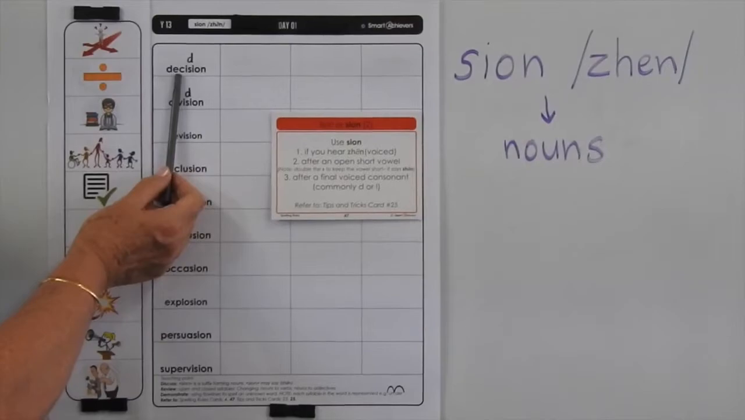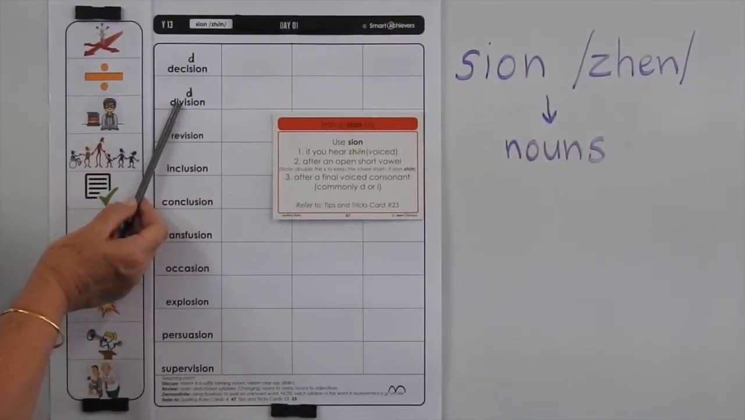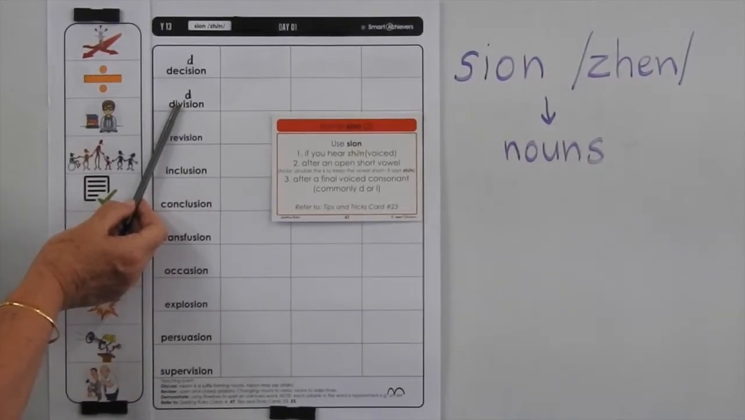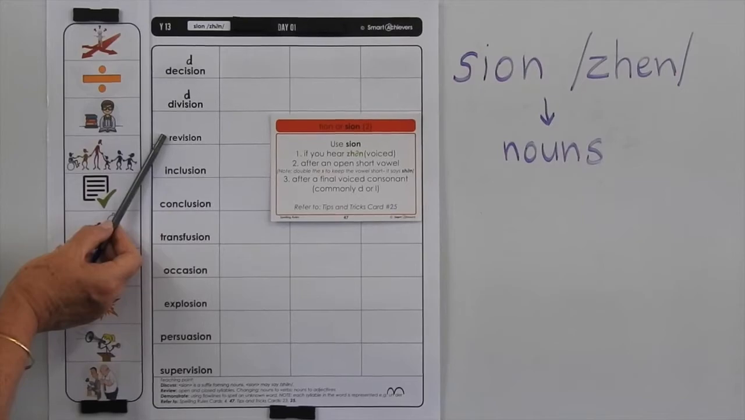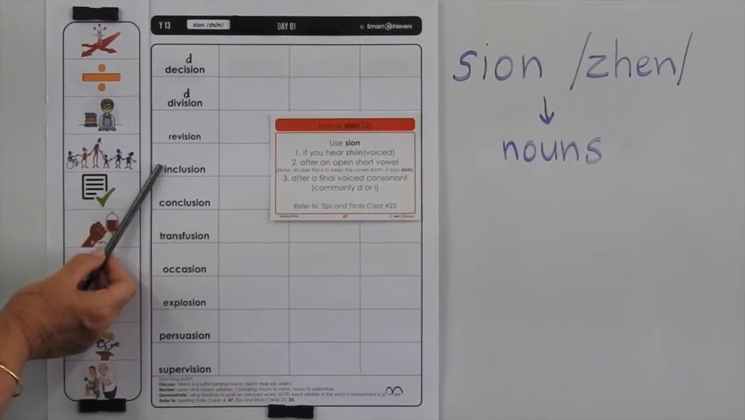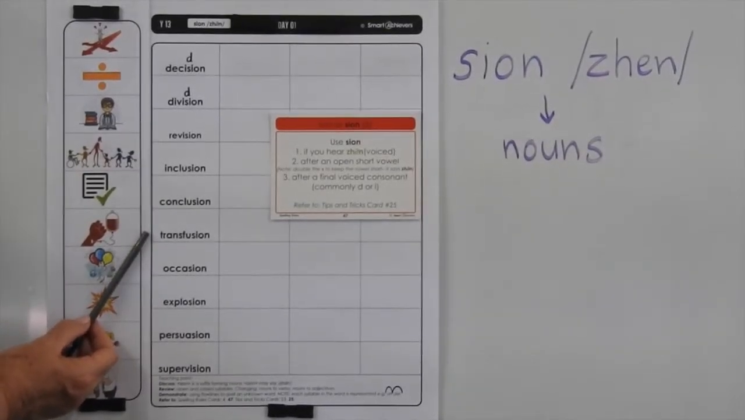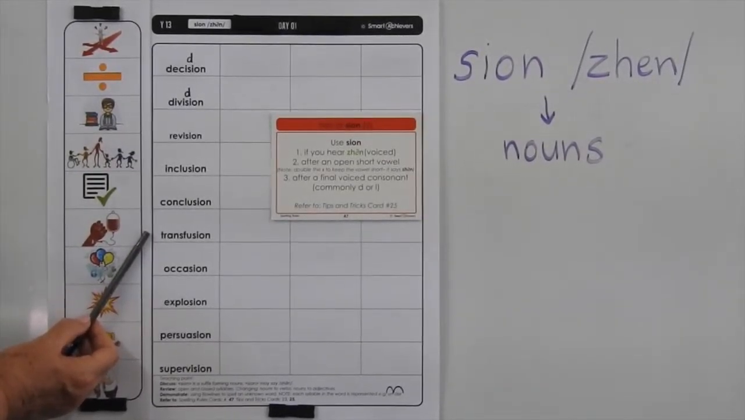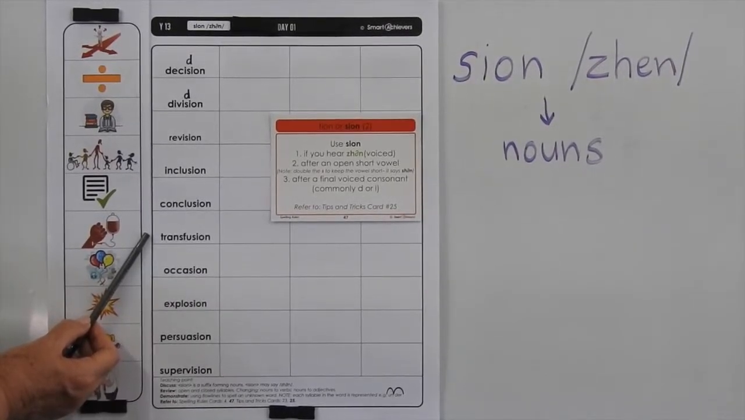But decision is a conclusion or resolution reached after consideration. Division is a process of splitting or sharing. Revision is the process of looking over materials again. Inclusion is the action or state of including or being included in a group or structure. Conclusion is the result or outcome of something. A transfusion is transferring donated blood or another fluid into the circulatory system.